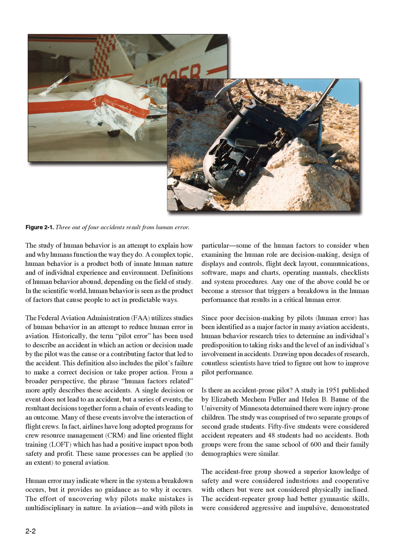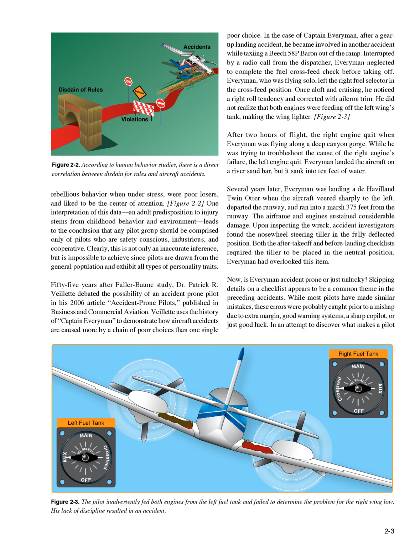A study in 1951 published by Elizabeth Meckham Fuller and Helen B. Bond of the University of Minnesota determined there were injury-prone children. The study was comprised of 2 separate groups of second-grade students. 55 students were considered accident repeaters and 48 students had no accidents. Both groups were from the same school of 600 and their family demographics were similar. The accident-free group showed a superior knowledge of safety and were considered industrious and cooperative with others but were not considered physically inclined. The accident repeater group had better gymnastic skills, were considered aggressive and impulsive, demonstrated rebellious behavior when under stress, were poor losers, and liked to be the center of attention.